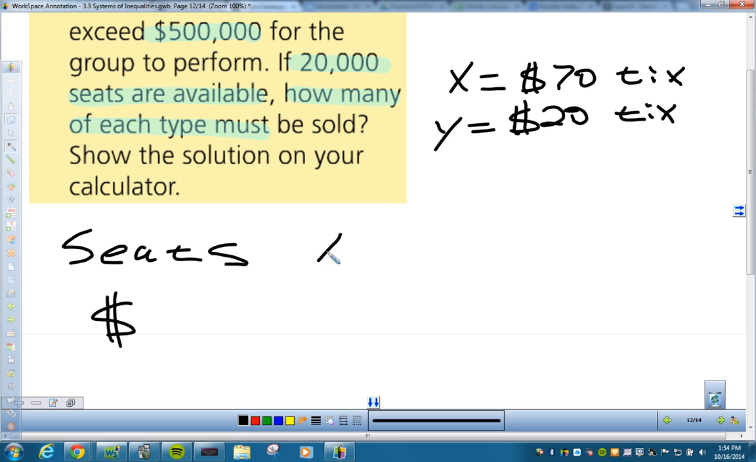No. So this equation is the easy one that you guys make difficult for some reason. So x plus y equals 20,000. So we don't want equals though, right? Because it says 20,000 are available. So does it have to be less or more than 20,000? Can it be 20,000? Right. So less than or equal to.